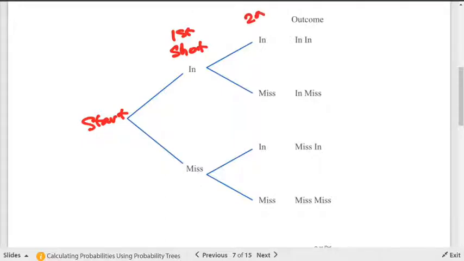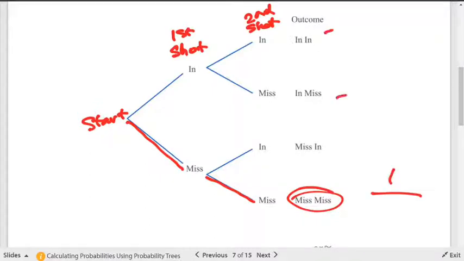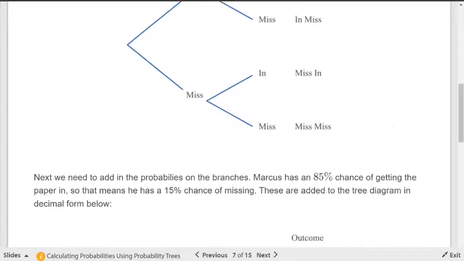And then he takes his second shot. And so for each one of those, it'll branch again. He either gets it in or he misses. So we want the probability that he misses both times. Well, that means we have to go to miss on the first shot and what? Miss on the second shot. So that's the only one of those that works out of how many total? 4. So what's the probability that he's going to miss? 1 out of 4 times. Okay? All right.